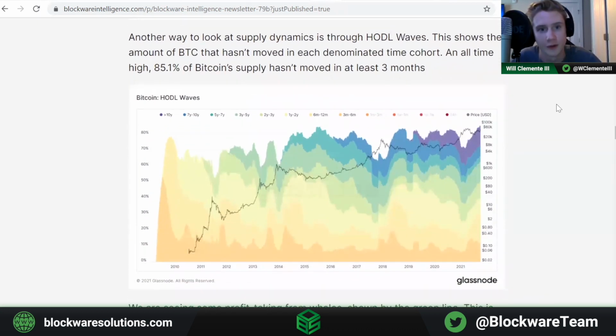And then very similarly, we have the HODL waves. So this is looking at the amount of supply that hasn't moved in each denominated cohort. We're actually at an all-time high in terms of the amount of supply that hasn't moved in at least 3 months, and we're at 85.1%. So very similarly, what you see is in bull markets, the shorter term cohorts, the 1 day to 1 week, 1 week to 1 month, 1 month to 3 month, take up a larger portion of supply as the longer term guys trim out into strength, and the speculators come in. And then into the bear market, the longer term guys take up a larger portion of supply and the speculators leave. So once again, this is just another way to look at supply getting locked up, right?